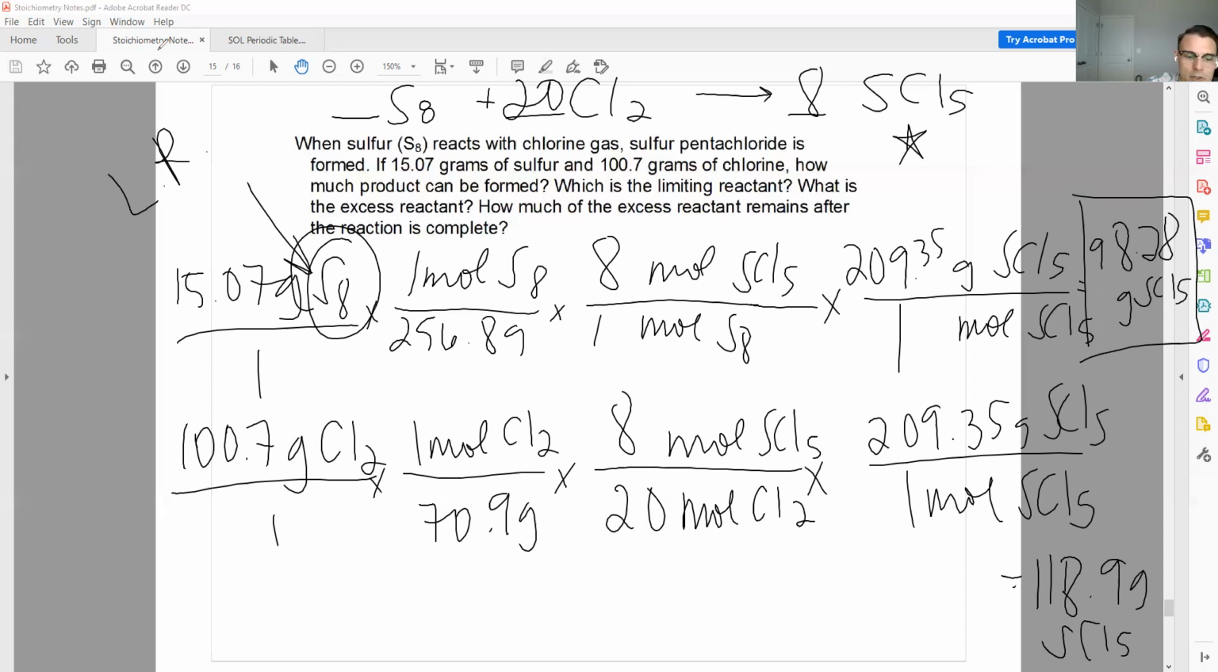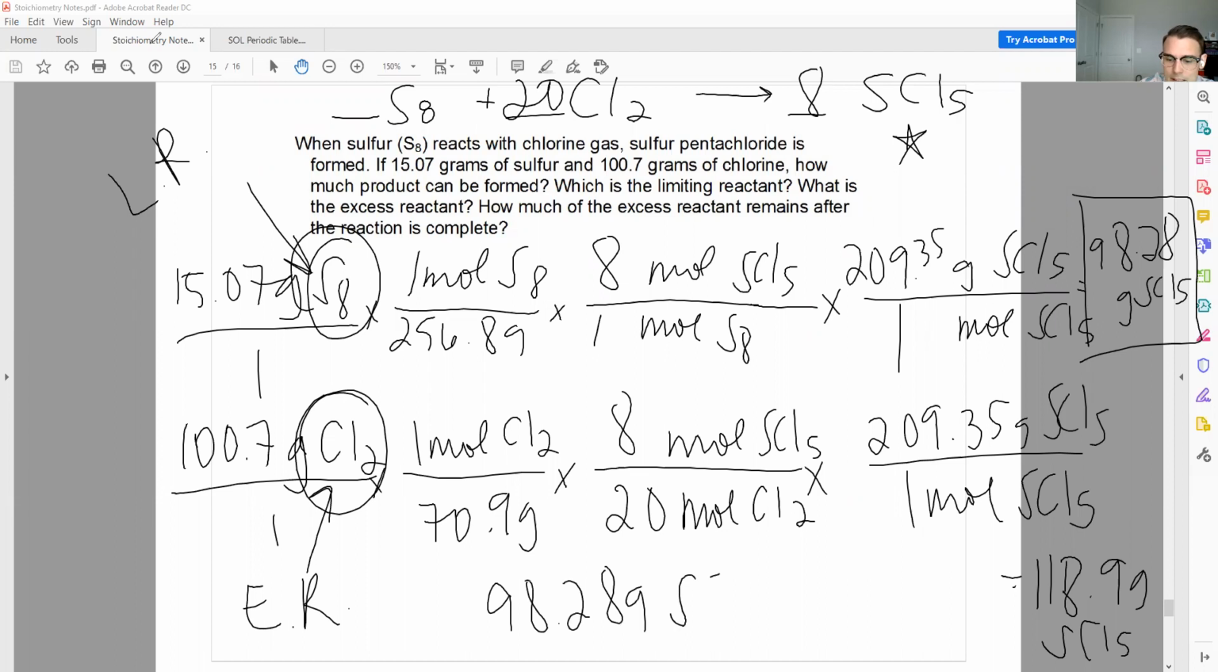What would be the excess reagent? That would be chlorine. Oh, no, that's not what I wanted to write. I wanted to write excess reagent. How much will actually be made? The 98.28 grams of SCl5 should actually be made, okay? This is what we should actually make, okay? And then how much of the excess reactant remains after the reaction is completed?